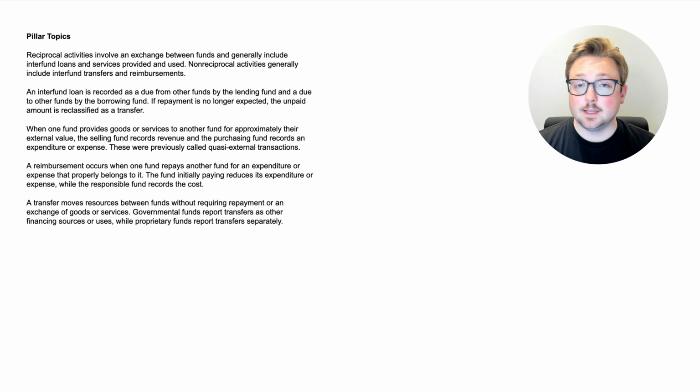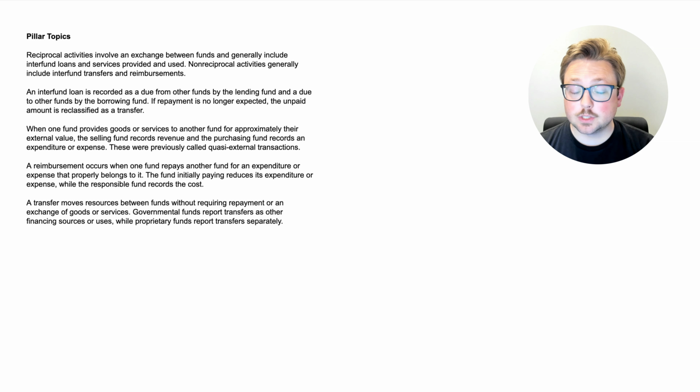All right, here we are at the pillar topics. Again, these are essentially the key points, the summary of the things that we were supposed to learn from the questions. Let's go through this. First off, reciprocal activities involve an exchange between funds and generally include interfund loans and services provided and used. Non-reciprocal activities generally include interfund transfers and reimbursements. An interfund loan is recorded as a due from other funds by the lending fund and a due to other funds by the borrowing fund. If repayment is no longer expected, the unpaid amount is reclassified as a transfer.